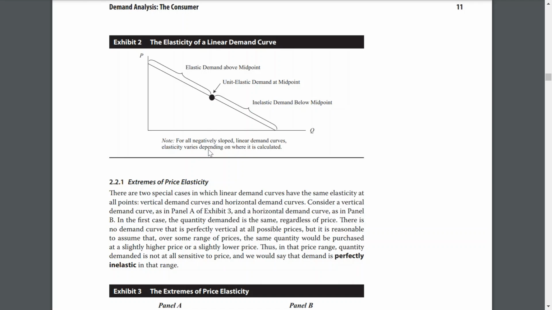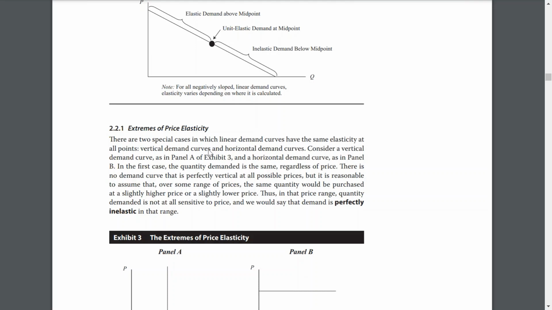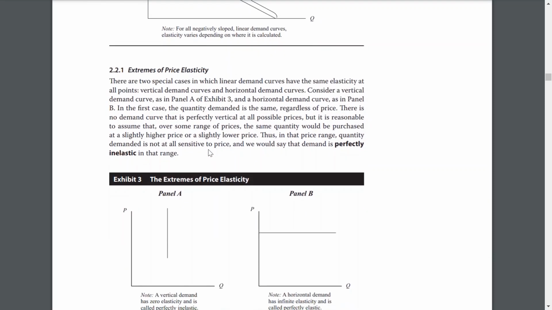2.2.1 Extreme prices of elasticity. There are two special cases in which linear demand curves have the same elasticity at all points: vertical demand and horizontal demand curves. Consider a vertical demand curve as in panel A, exhibit 3, and the horizontal demand curve as in panel B. In the first case, the quantity demanded is the same regardless of price. There is no demand curve that is perfectly vertical at all possible prices, but it is reasonable to assume that over some range of prices, the same quantity would be purchased at a slightly higher or slightly lower price.